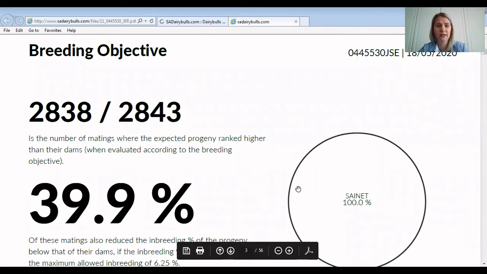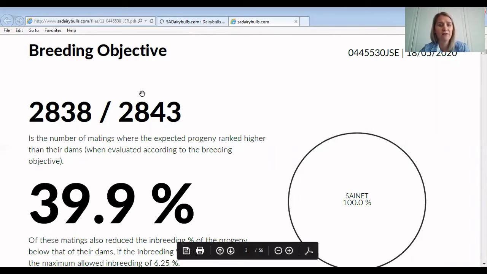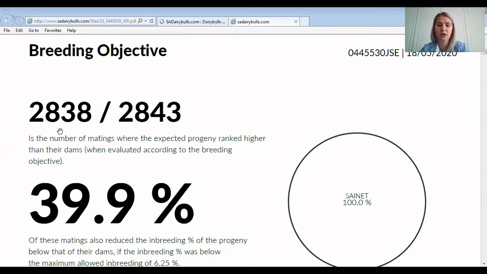Over here, we'll start looking at our breeding objective. We worked on the SAI nets. It's very important when we're doing our matings to always make sure that we improve our herd, because that's what it's all about, genetic improvement of our herd. So out of the 2,843 animals, 2,838 were the matings where the expected progeny ranked higher than their dams.